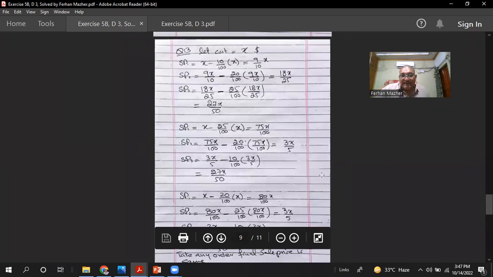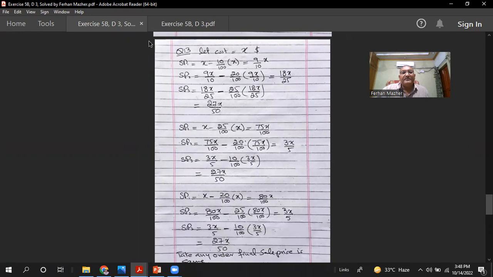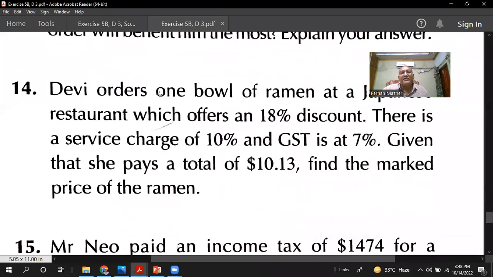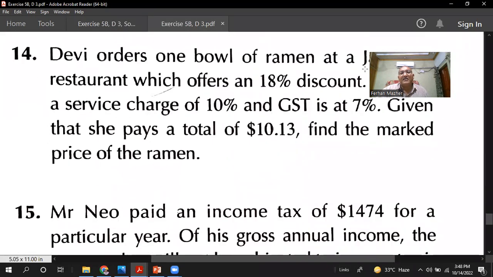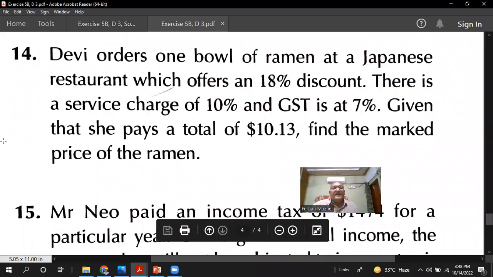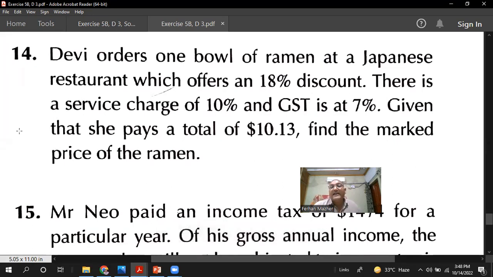So I hope you can see this page on your screen. Okay, now we are going to the next question. He says, Devi orders one bowl of ramen at a Japanese restaurant which offers an 18% discount. There is a service charge of 10% and GST is at 7%. Given that she pays a total of $10.13, find the mark price of the ramen.